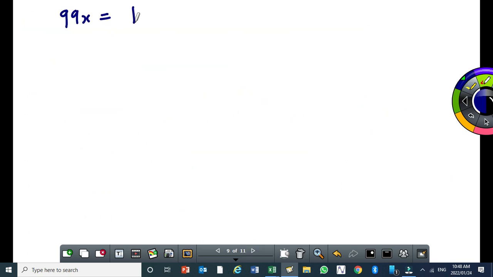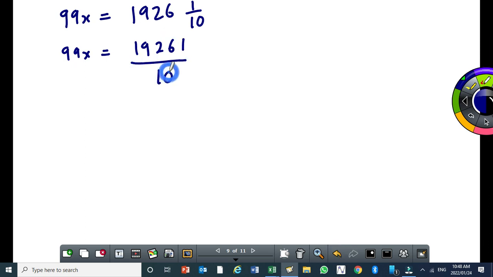Then I'll convert the mixed number to an improper fraction. Okay? So it will become 1926 and 1 over 10, which is the same as 99x. If I multiply that, I'll get 19,261, by adding that one there, over what? Over 10. Are you following that? I've converted 1926 and 1 over 10 to an improper fraction. So 10 times 1926, that will give me 19,260 plus the numerator, which is 1. You get 19,261.